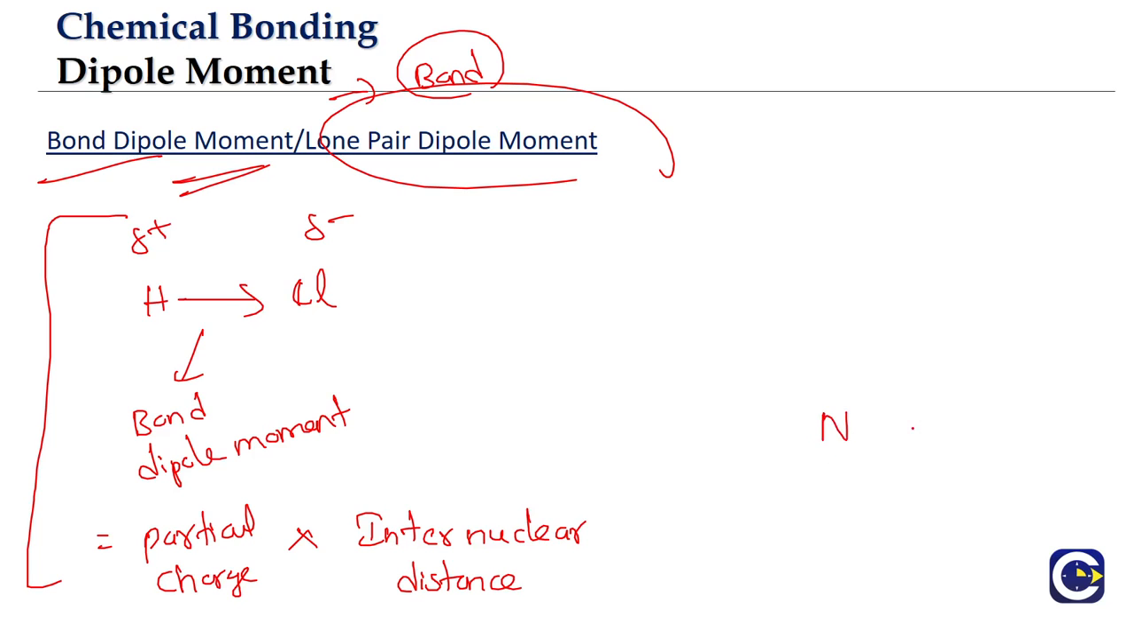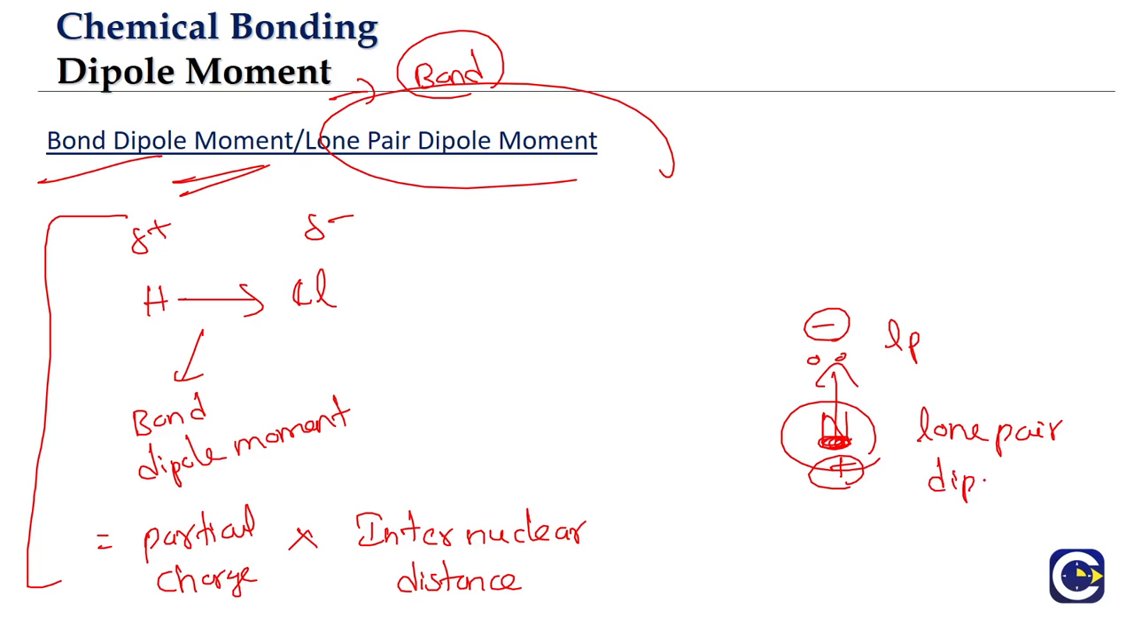Take the example of the lone pair present on nitrogen in ammonia. Forget about the hydrogens for a minute. So here there is a lone pair. This is a lone pair, right? The nucleus of the nitrogen is positively charged. Lone pair means electrons, which are negatively charged. So you see a dipole moment from the positively charged nucleus to the negatively charged lone pair of electrons. This dipole moment is what we call the lone pair dipole moment.